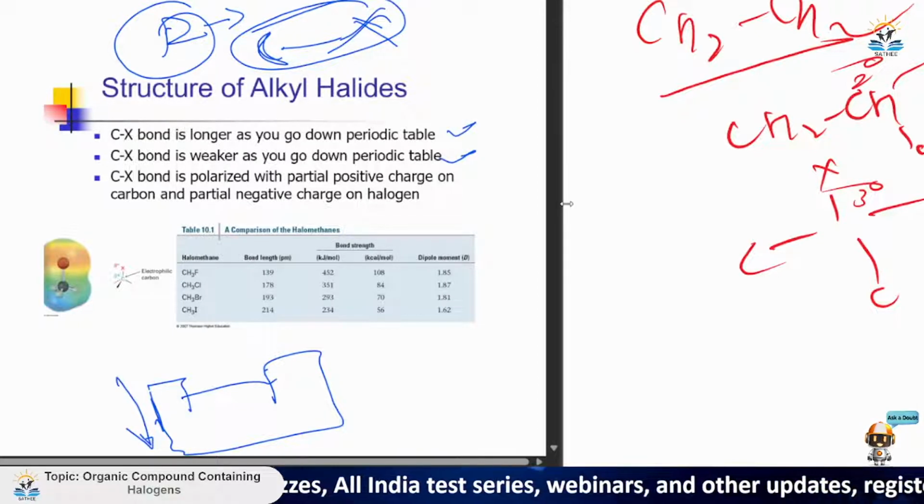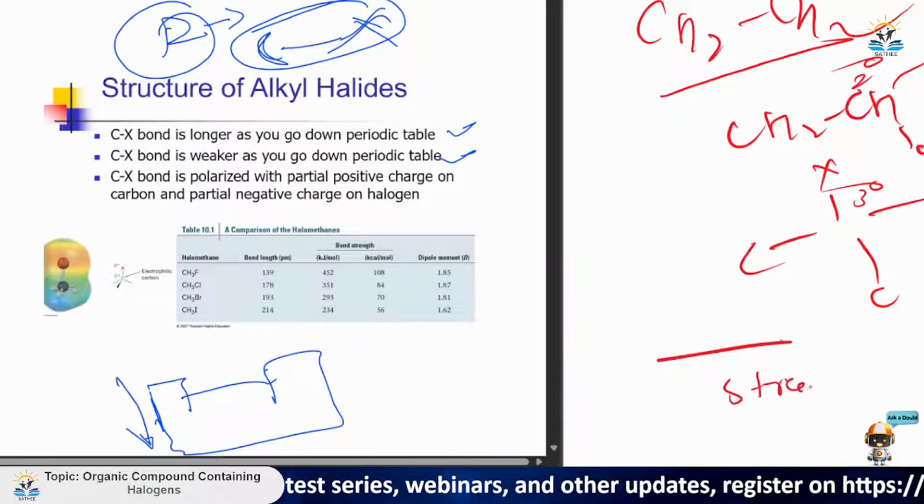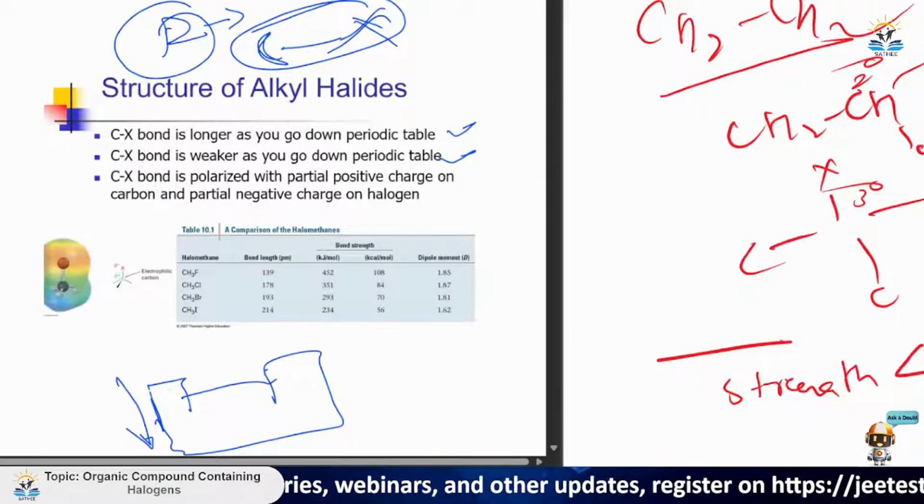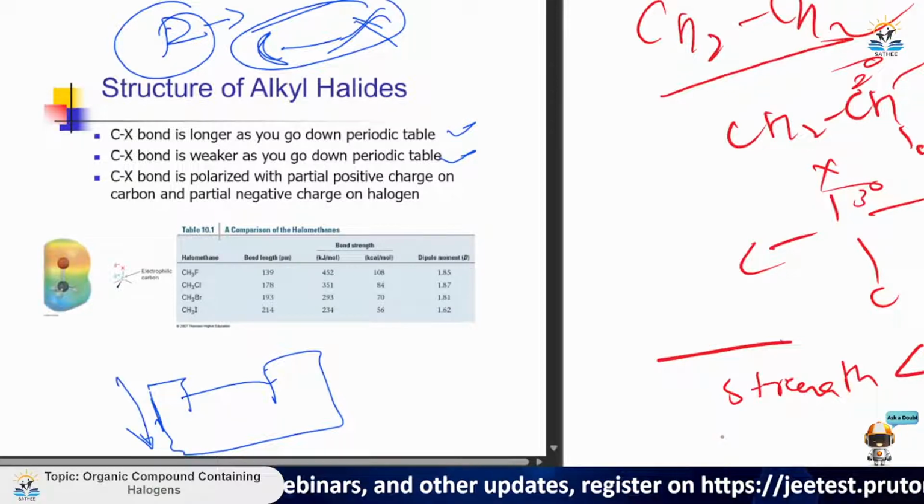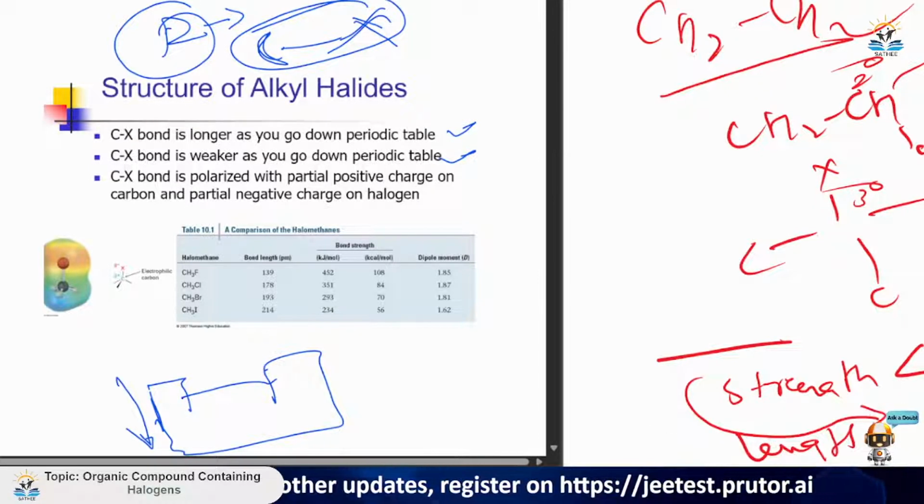As you know, if we have a single bond, its strength is less than a double bond. But if you talk about length, its length will be greater than this bond.